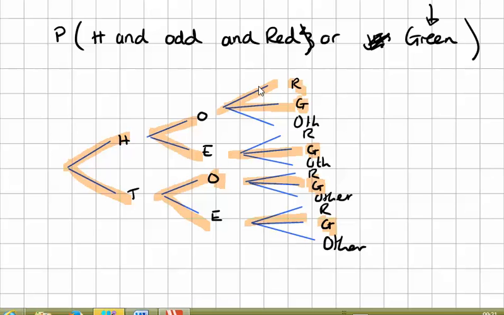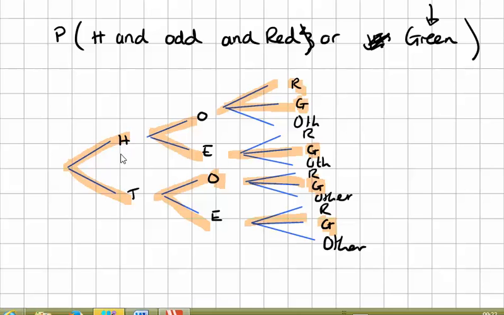So regardless of what the other 2 do, if you get a green, you win. If you have a red, you have to have a head and an odd with it. If you get one of the other colours, you lose completely. So other, lose, other, lose, other, lose, other, lose. Red followed by an even, you lose. Red followed by a head and an odd, you win. So you always win if you end up with a green. If you get a red, it has to follow that.